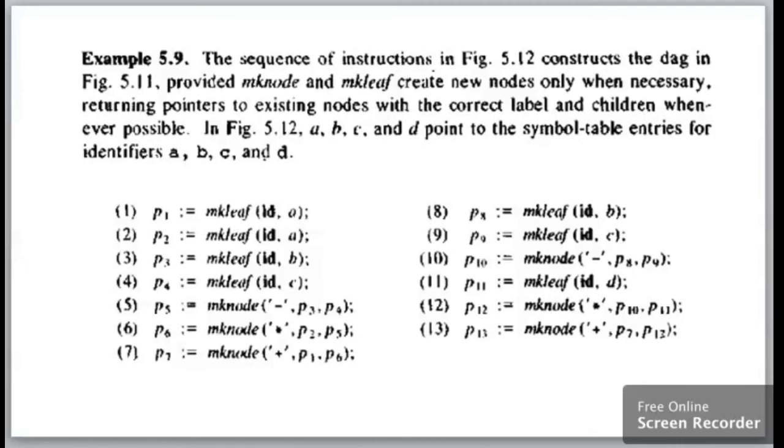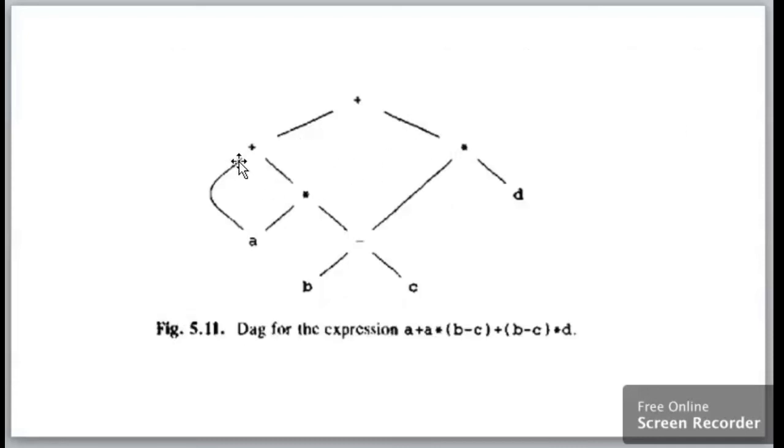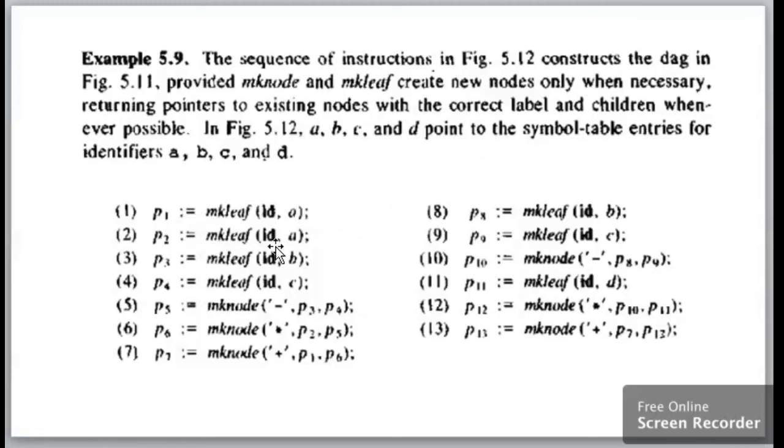Now, if I take the same example and construct a syntax tree for it, how would it look? P1 is equal to mkLeaf id comma a, the first a. I have got this for the a, but to generate this node I need this output, so to get this output I need to have this leaf. So the next one would be P2, equal to mkLeaf id comma a.